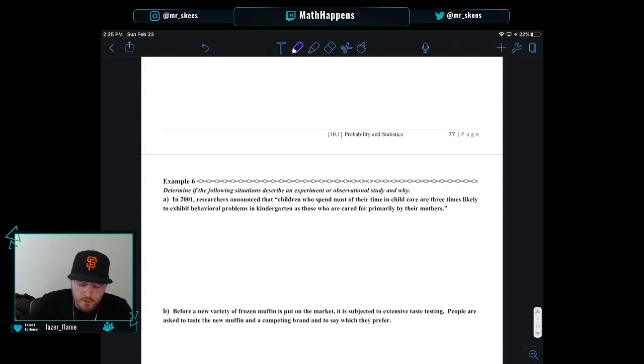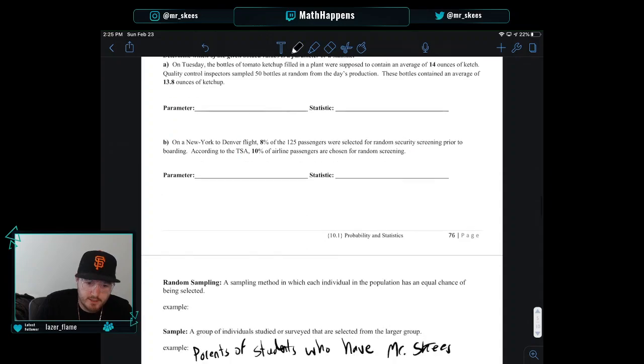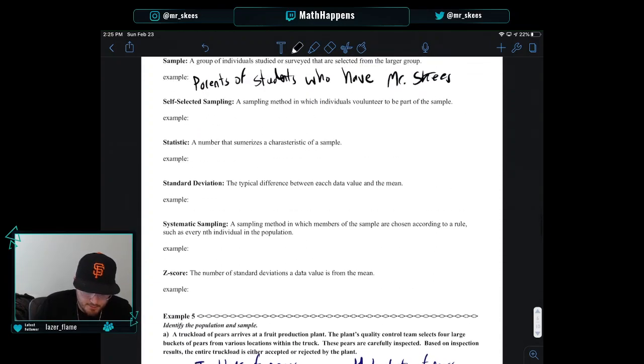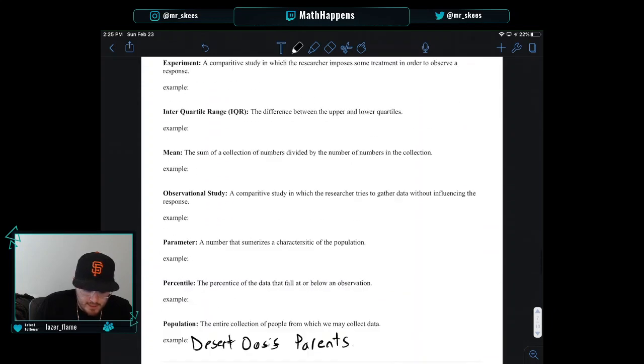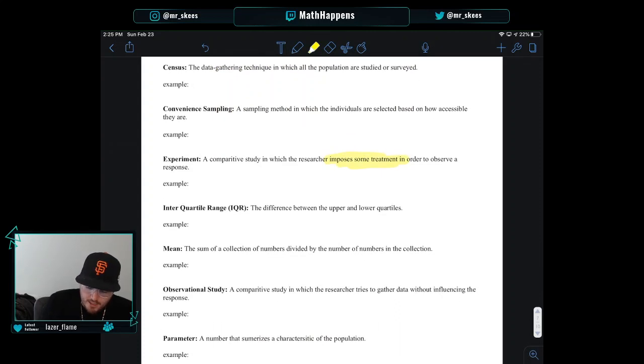Determine if the following situations describe an experiment or observational study, and why. Okay, so let's address those definitions, experiment and observational study. An experiment is a comparative study in which the researcher imposes some treatment in order to observe a response. Imposes some treatment. Versus a comparative study in which the researcher tries to gather data without influencing the response. So in an experiment, they give something to the people to watch stuff occur. Whereas in an observational study, they don't give or touch anything.